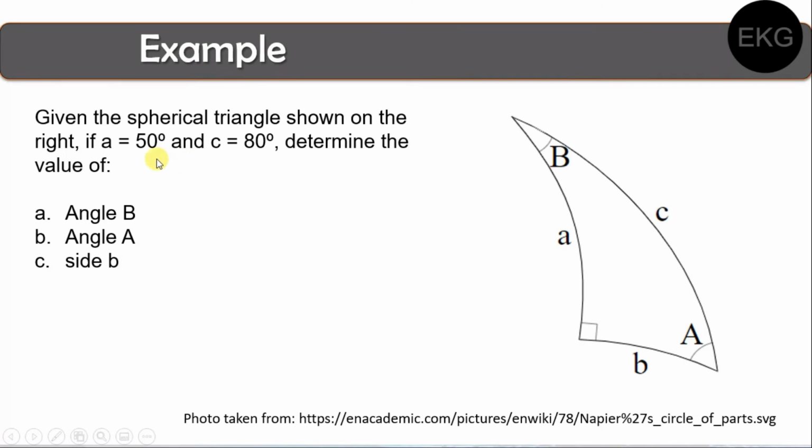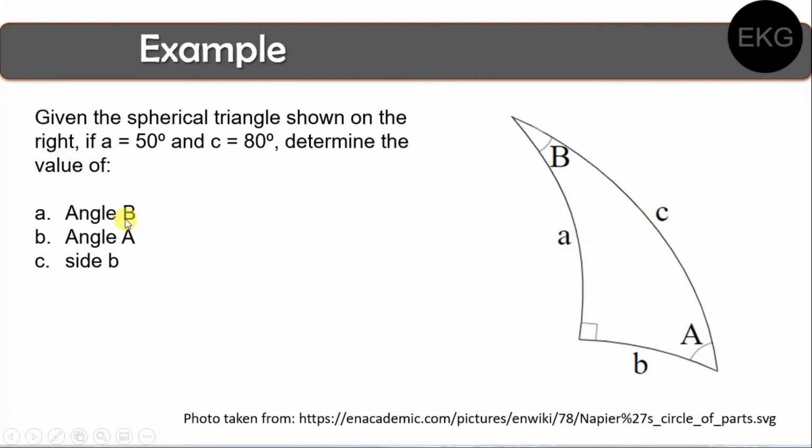So, for the first example, given the spherical triangle shown on the right, if side A is equal to 50 degrees and side C is equal to 80 degrees, determine the value of angle B, angle A, and side B. So, given daw tayo nitong A na side at saka C. Notice the first property, which is yung sides naka-degrees. A daw is 50 degrees, ito naman is 80 degrees.